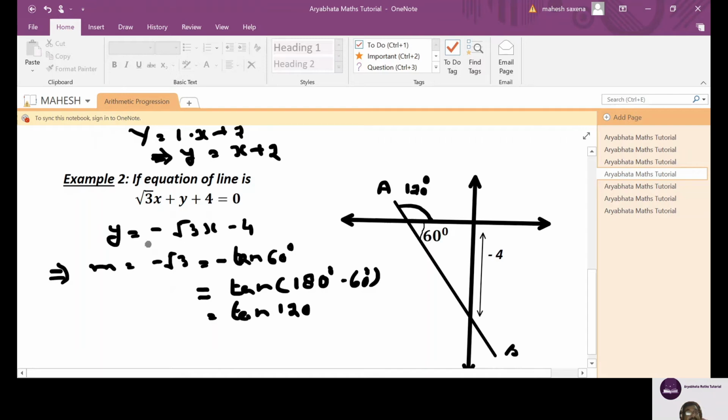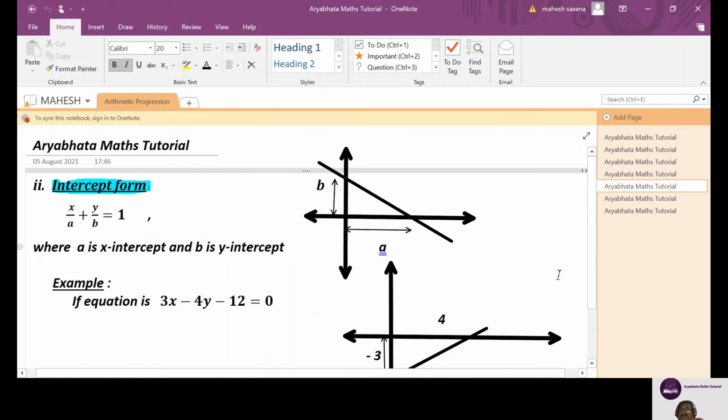Again, since the equation of the line is y = minus root 3 x minus 4, this minus 4 is equal to c, that is c = minus 4. It means the line is making a negative intercept of length 4. Therefore, the line can be drawn like this, making 120 degrees anticlockwise with the x-axis and a y-intercept of minus 4.